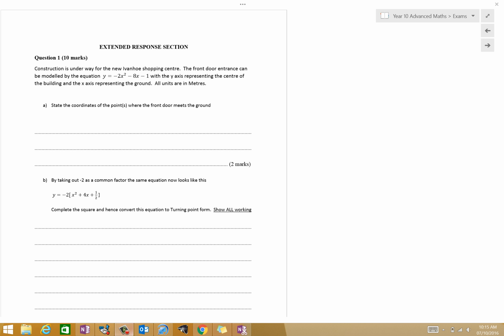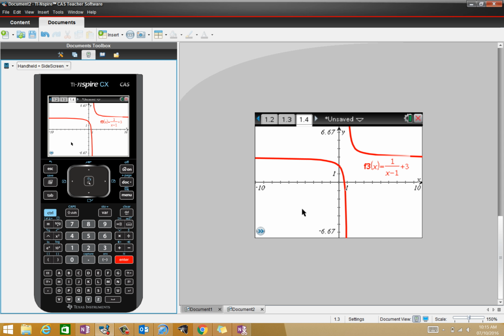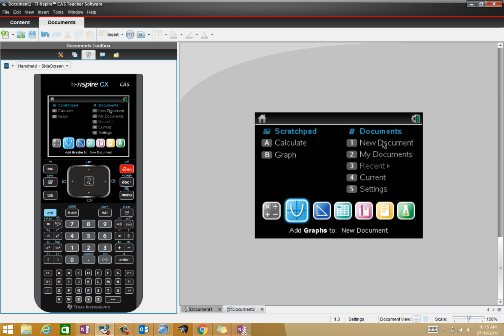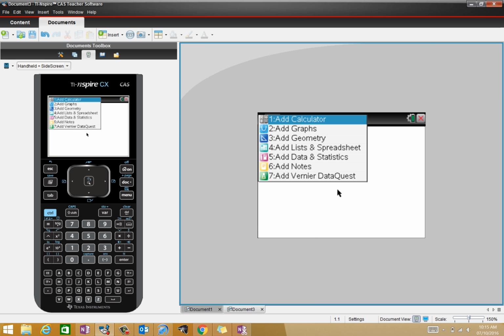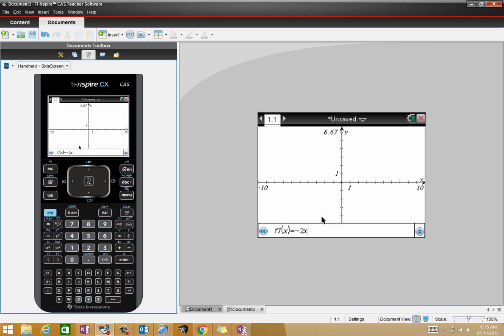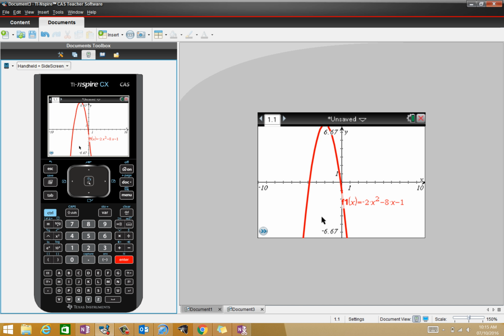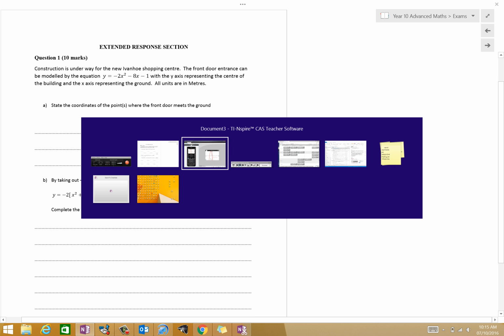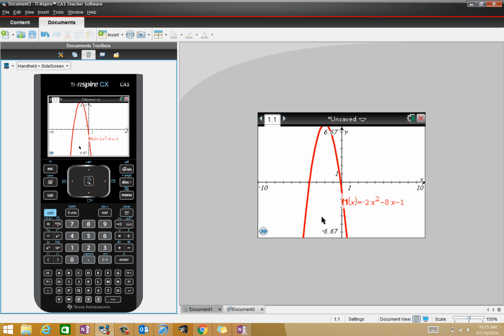All right, we're live. For starters, when you're doing this, always sketch it on your CAS calculator. If you're not entirely sure, after sketching it, it might help. Minus 2x squared minus 8x minus 1. Now you sketch it on there: minus 2x squared minus 8x minus 1.